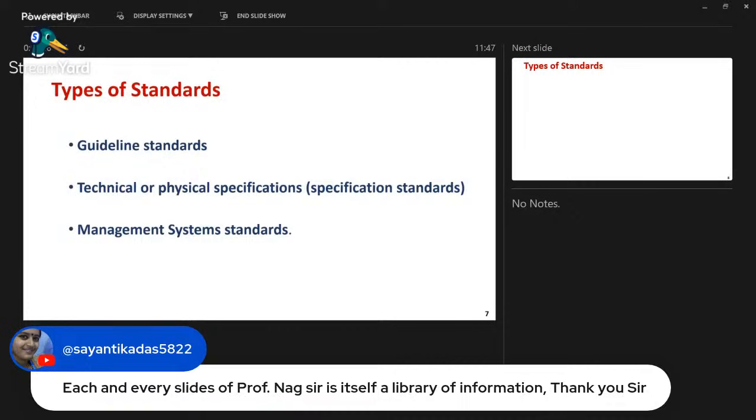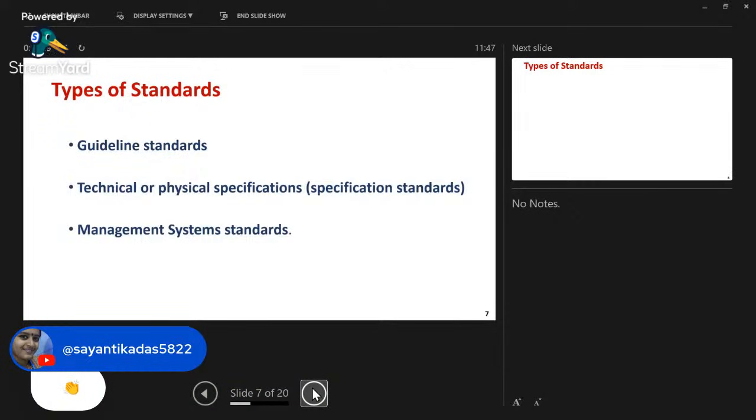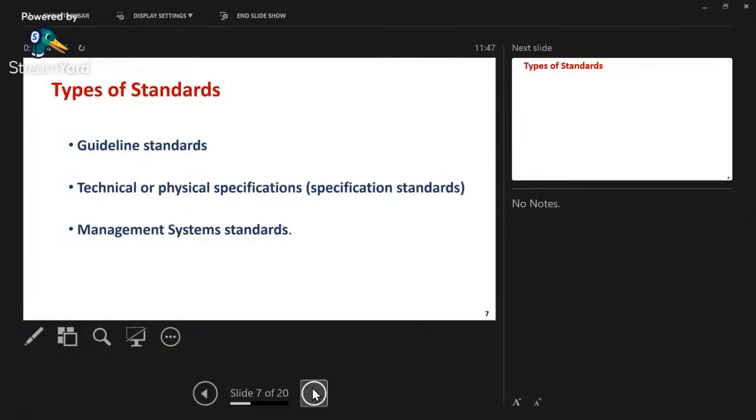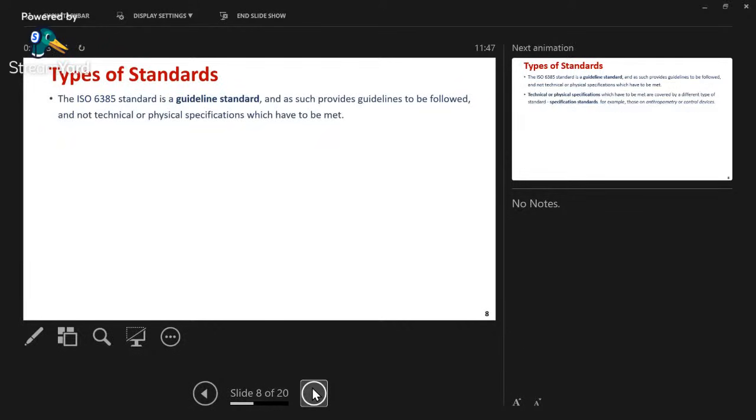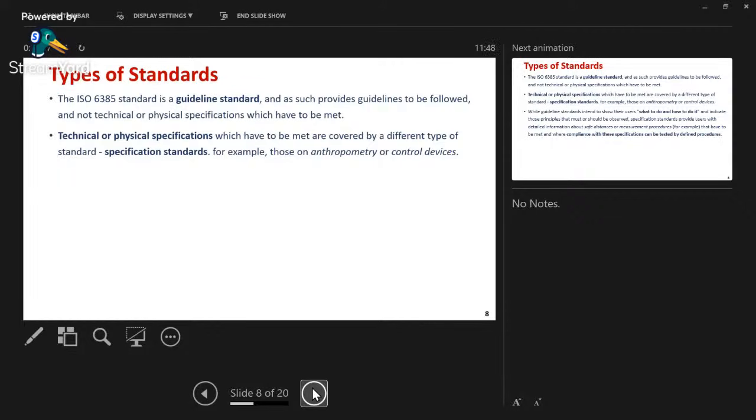The first one, as I said, tells you how to do it. The second one says what it should be, exact values. And third talks about a system which takes you there, something for continual improvement. So basically, the 6385 standard, which I talked about earlier, is a guideline standard. It tells you how to design a task, how to design things, how to design tools, and it's not the technical or the physical specifications which have to be met. Whereas the technical and physical specifications are covered by different types of standards.